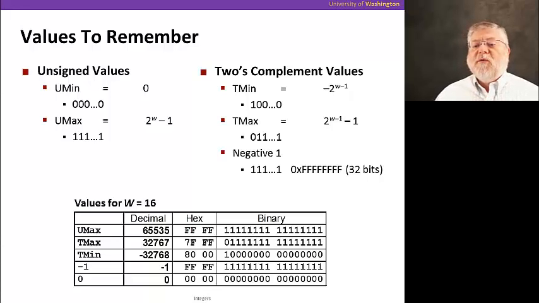Okay, so for a word size of 16, we would see these values for umax, tmax, and tmin. These would be the hex representations of them and their binary representations.